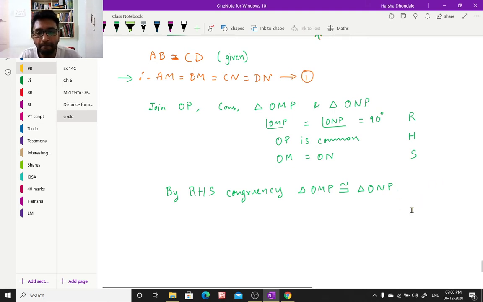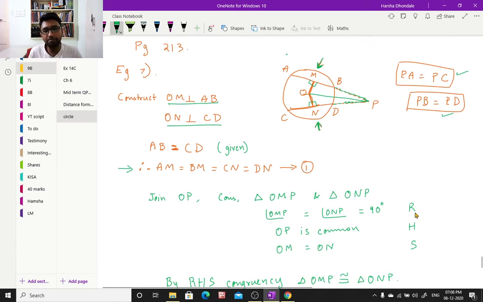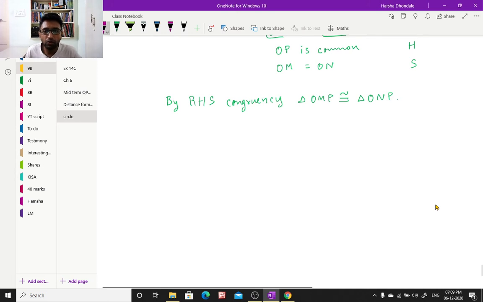Next, because of this, I can show that this entire part MP and this side NP are of equal length. So I will write MP is equal to NP, by CPCTC. Okay, this is done.